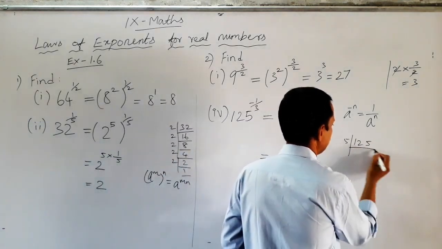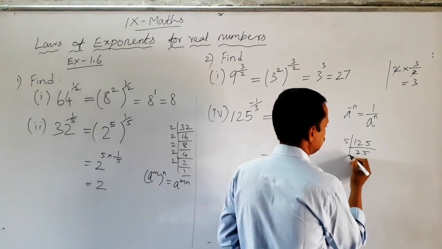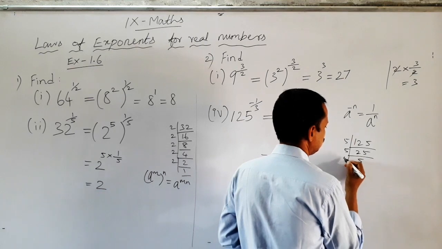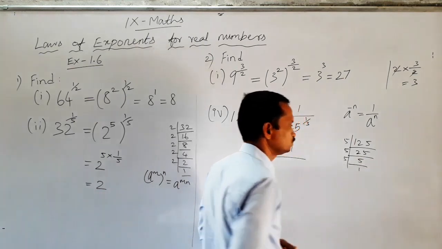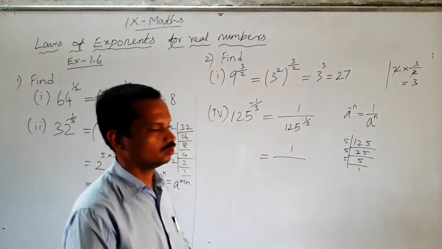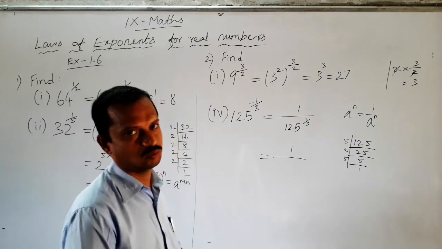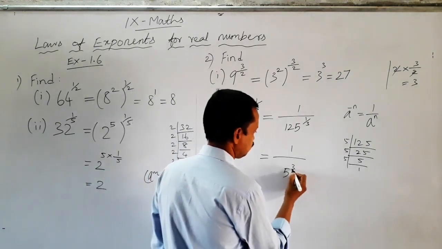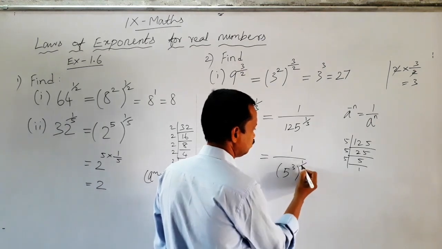So 5 into 25, you know that, and 5 into 1. That's all. 5 into 25 is 125, 5 into 5 is 25, again 5 into 1 is 5. So 5 cube. You can write this as 5 cube whole to the power 1 by 3.